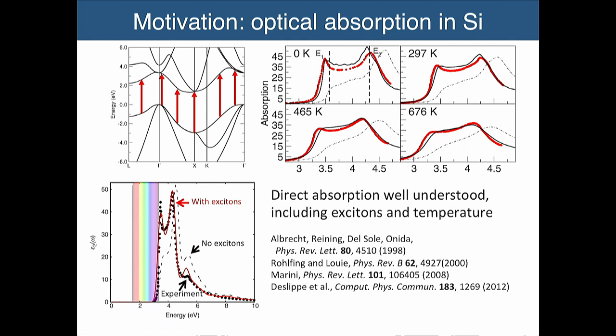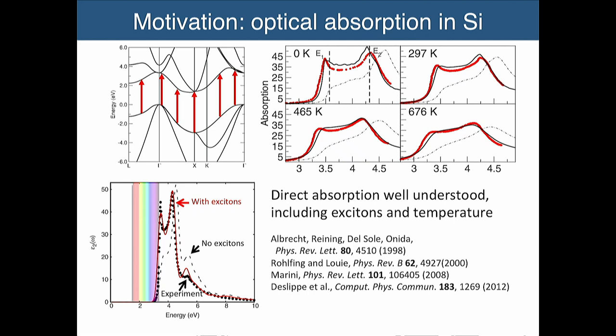All right, so first of all, the motivation. Why should we worry about phonon-assisted optics? A very strong motivation is silicon itself, perhaps one of the most important materials in history and definitely the most important semiconductor. Look at its direct absorption: here are the occupied valence band, the conduction band, occupied states and empty states. When we send the photon in, electrons absorb the photon and go from the valence to the conduction band. That's a direct absorption and it's well understood.